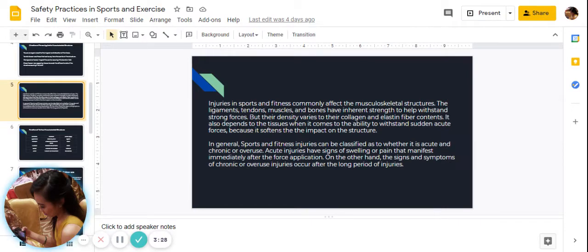On the other hand, chronic or overuse injuries are like in basketball, where players keep running for a very long time, back and forth. After a long period of time, some of the players ask for a time out because their feet already hurt. So that is one example of chronic or overuse injuries.